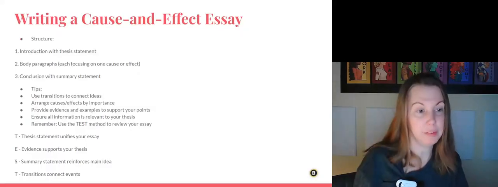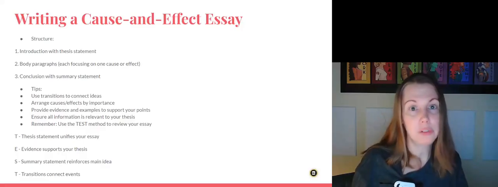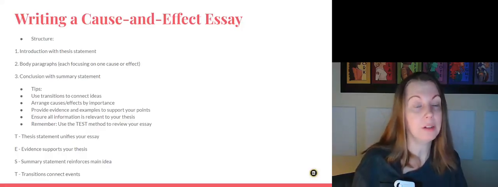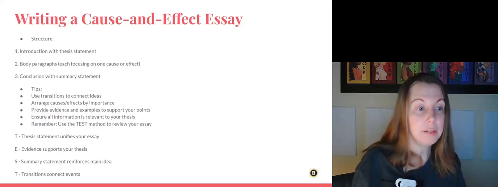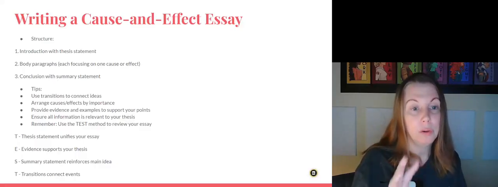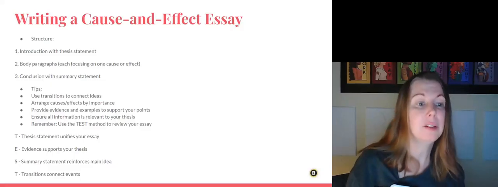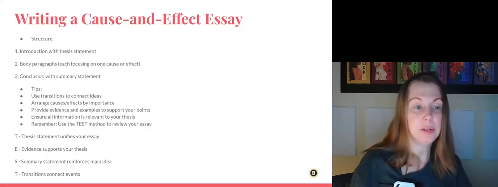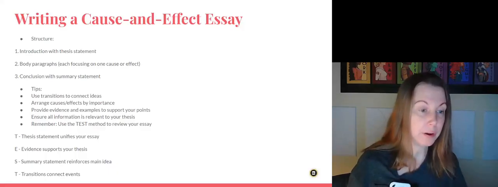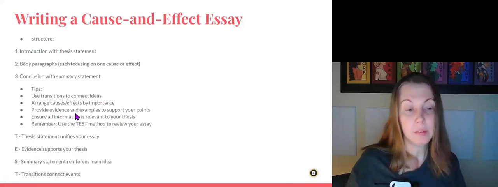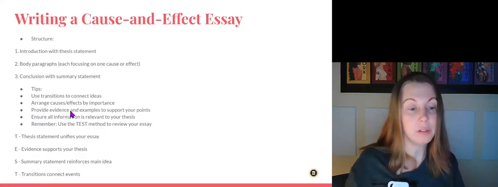The structure of this type of essay is very similar to everything you're used to at this point. There is an introduction where the last sentence is a thesis statement. There are body paragraphs, usually three, that focus on one cause or one effect per paragraph. And then there's a summary statement that summarizes everything we've talked about. There are some tips right here for you, but the main tip that the textbook reinforces is using the text to review what I said.